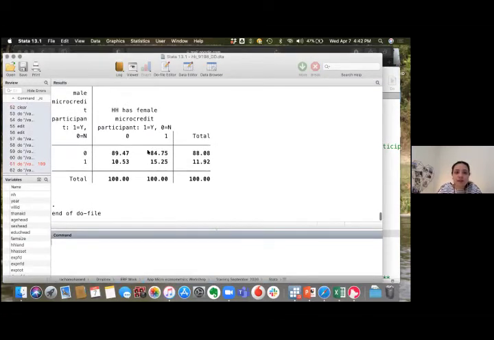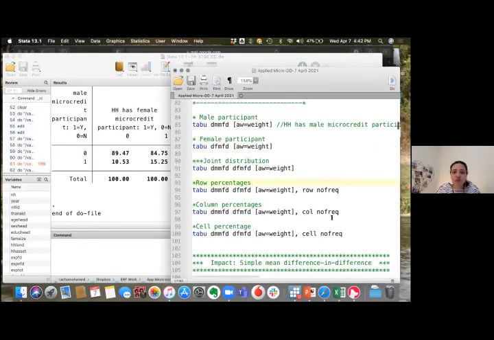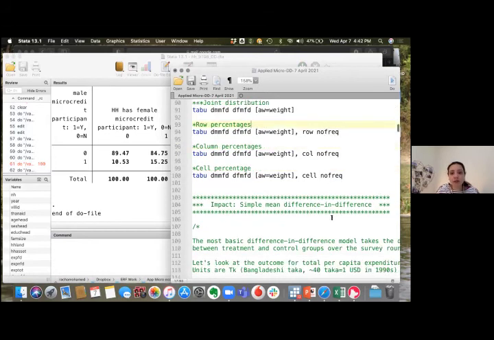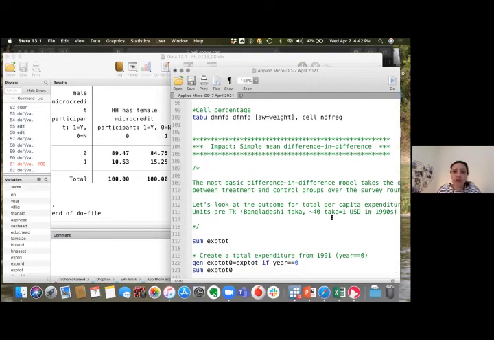So you can find that there are 15% of the Bangladesh households at the population level, because I am using weights, that have a female participant and a male participant as well. This means that in the same household, you may have a female participant and a male participant. 84% has only male participant, 10% has only female participant, and 90% has no participant at all in male or female program. So this is just to get an idea about the sample or what we are dealing with.